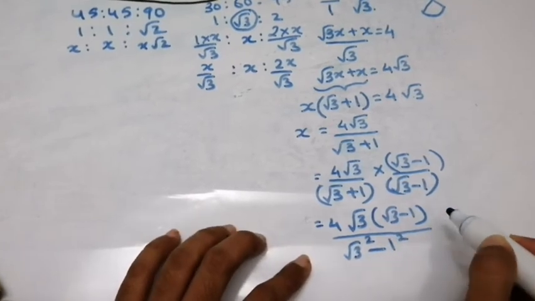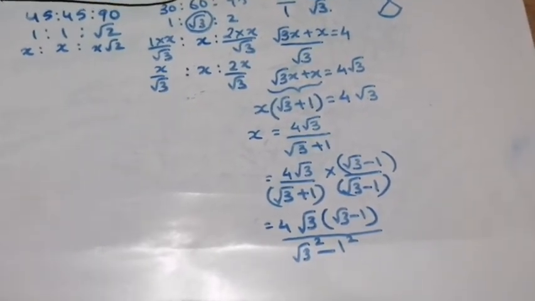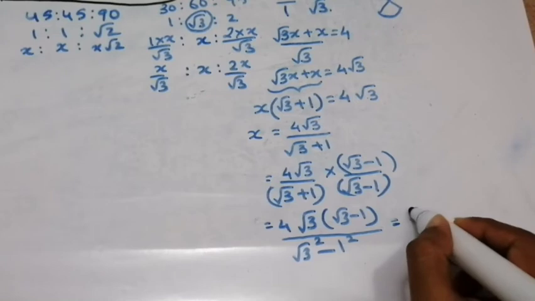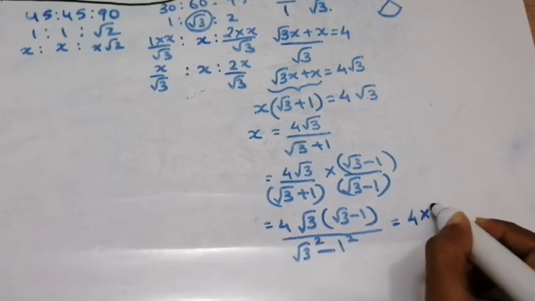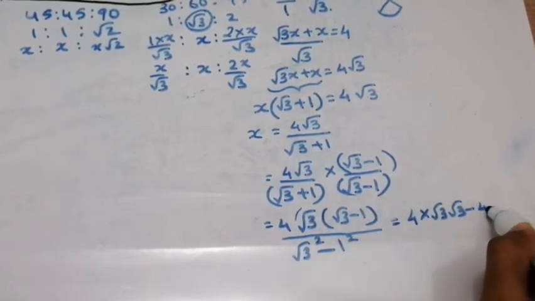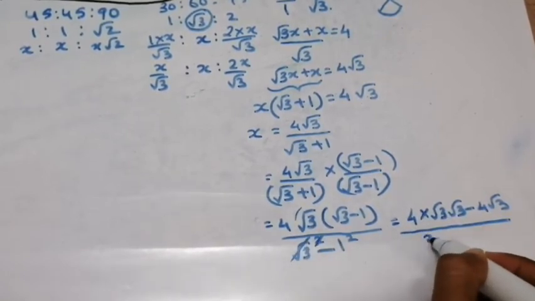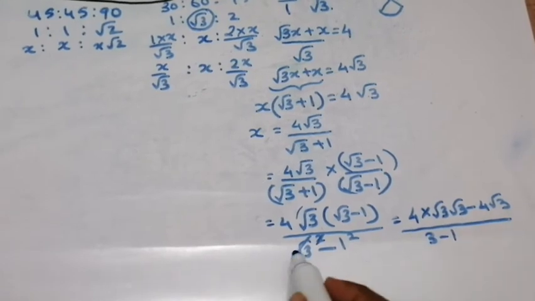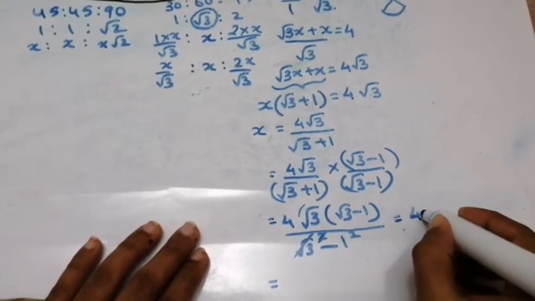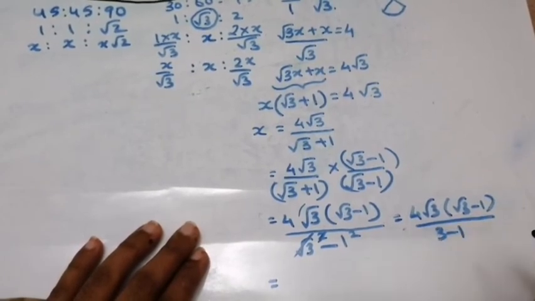So how do you write this one now? It is equal to 4 into root 3 into root 3 minus again 4 root 3 into 1, that is 4 root 3 itself, divided by the square and root cancels, then you have 3 minus 1. Okay, just wait, don't write. 4 root 3 into root 3 minus 1 divided by 3 minus 1.